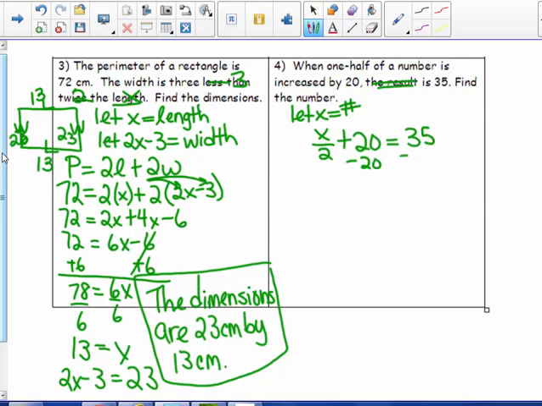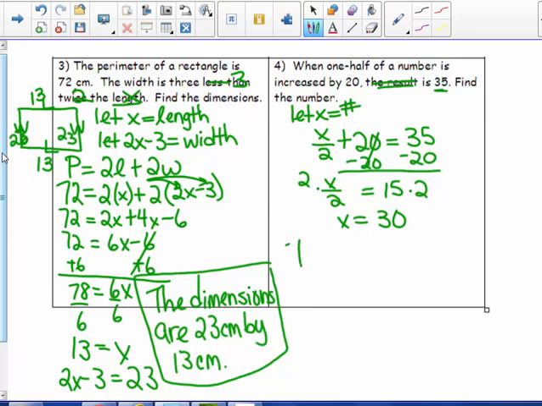Subtracting 20, I'm going to get that number divided by 2, or half of that number, is equal to 15. Multiplied by 2, I get x is equal to 30. The number is 30. When half of a number is increased by 20, so half of it is 15, when I increase it by 20, yes, I do get 35. It checks. I'm not doing a full check. I'm mentally checking it, plugging it back in, and making sure it works.